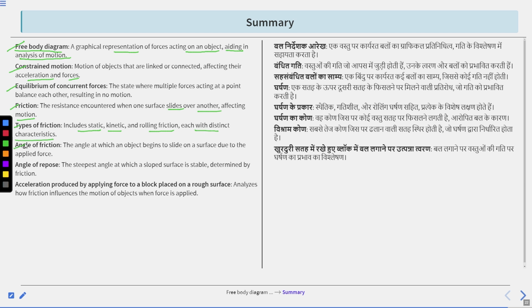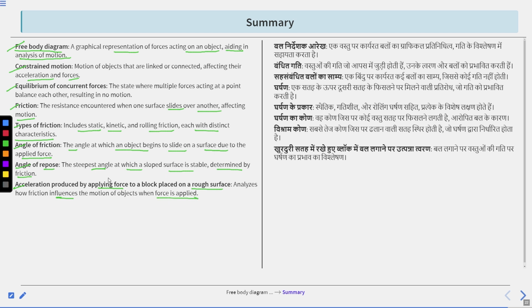Next is angle of friction, the angle at which the object begins to slide on a surface due to the applied force. And next is angle of repose, the steepest angle at which a sloped surface is stable, determined by friction. Clear? Next is acceleration produced by applying force to a block placed on a rough surface, which analyzes how friction influences the motion of objects when a force is applied.